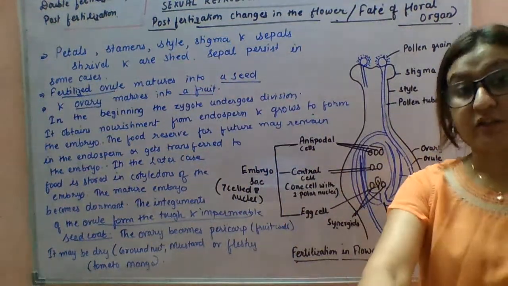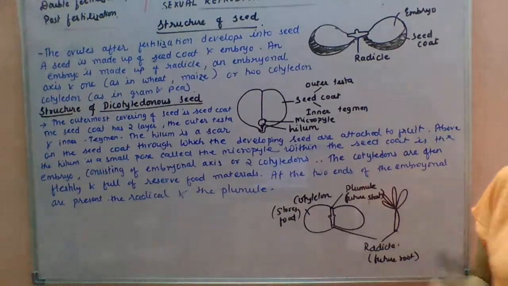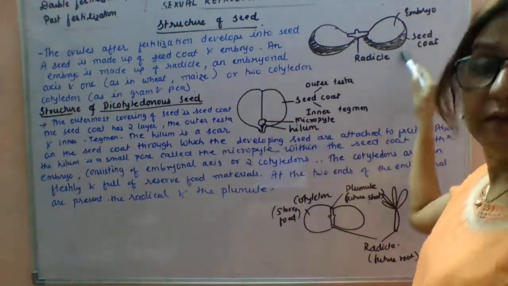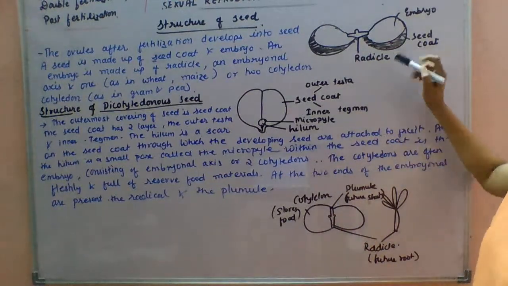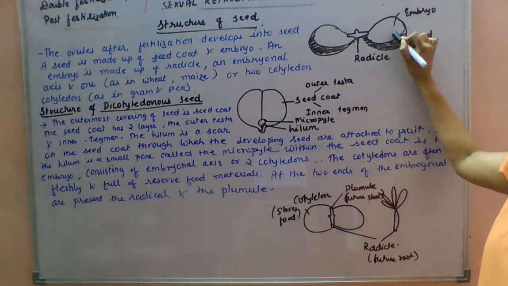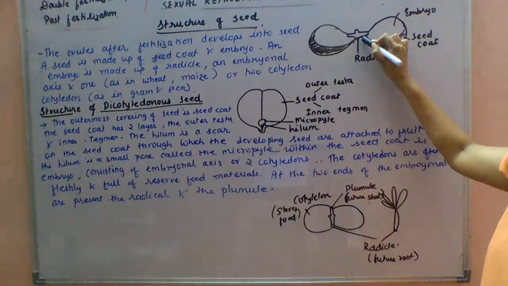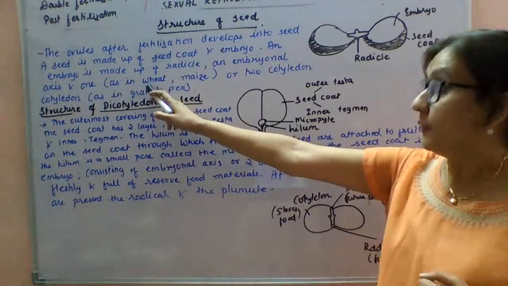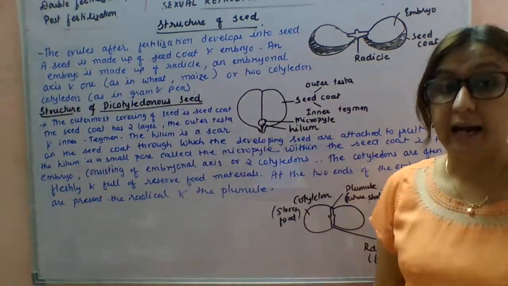Now we will see the structure of seed. The ovules after fertilization develop into seeds, as I explained to you just now. The seed is made up of the seed coat, and the inner part is the embryo. An embryo is made up of the radicle and embryonal axis with one cotyledon or two cotyledons. One in wheat and maize, and two cotyledons as you can see in gram and pea.